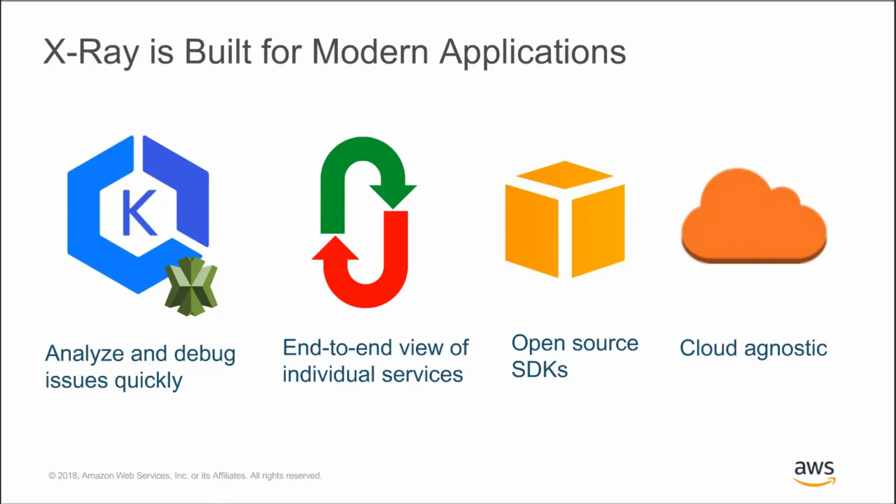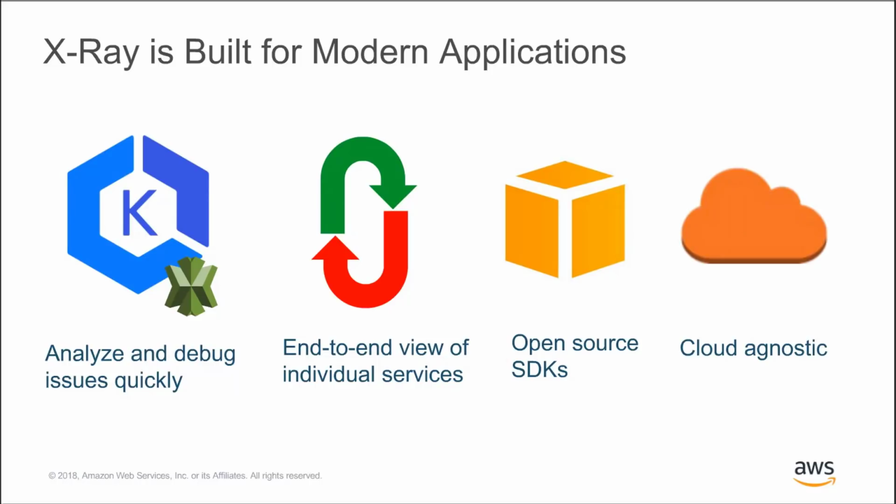AWS X-Ray provides you all the capabilities of traditional tracing solutions plus some more. Let's take a look at that. You can quickly analyze and debug issues with your EKS containers, as we'll see in the talk. Once you have instrumented your code, you can quickly get an end-to-end view of individual microservices. This one is very important, specifically to pinpoint any issues. If your microservices are distributed across multiple containers, across multiple hosts, just simple logging statements will not be enough.